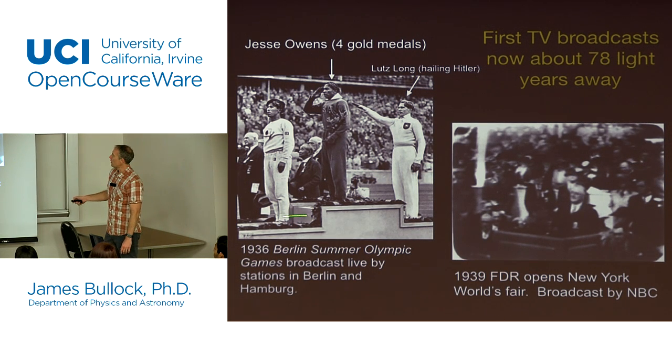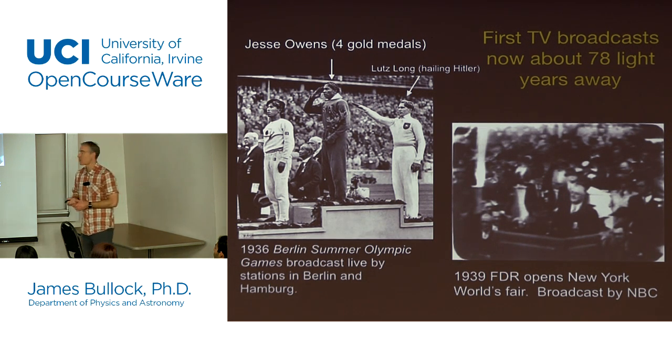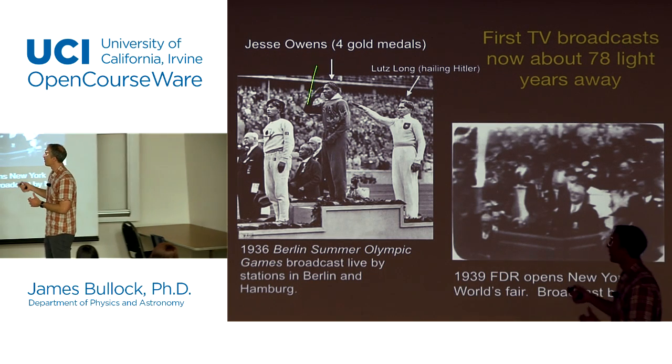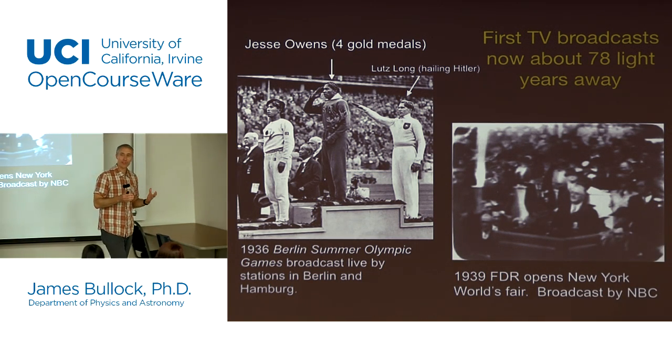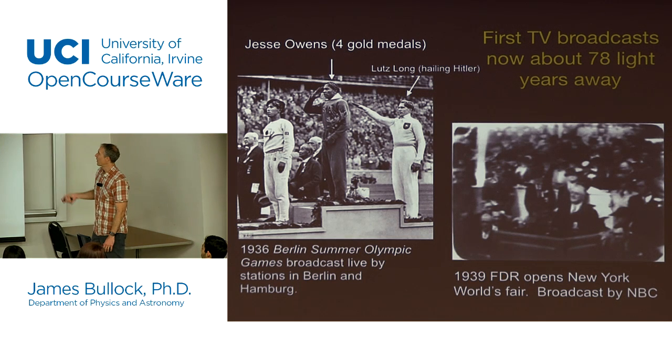One of the first really powerful broadcasts was the Berlin Summer Olympics in 1936. So this would be the first signal that the Earth broadcast into space. It was sort of our "we're here" announcement that would then be propagating out into space. This was the one where Jesse Owens won 4 gold medals in front of Hitler, and this guy's doing a Heil Hitler. I mean, it's crazy.